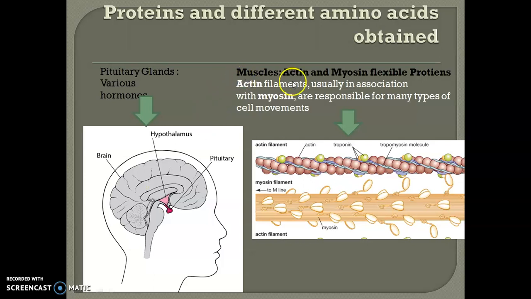Then in muscles, it is in the form of actin and myosin, flexible proteins. Actin filaments, usually in association with myosin, are responsible for many types of cell movement. As you all know, we use muscles for movement. You can see the actin filament in the diagram, followed by the myosin filament. Both together are responsible for different types of cell movements.